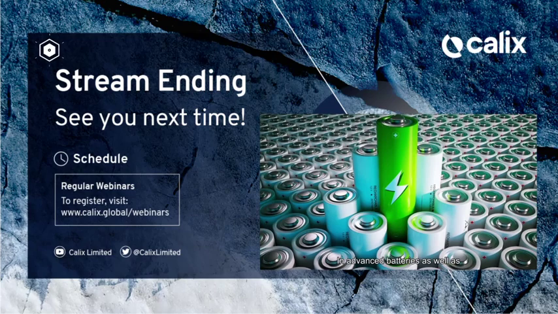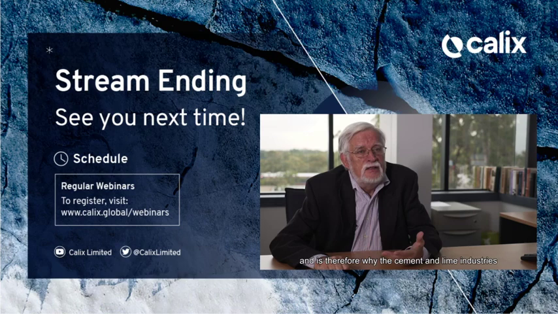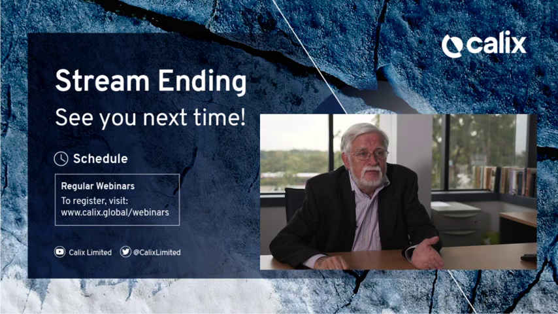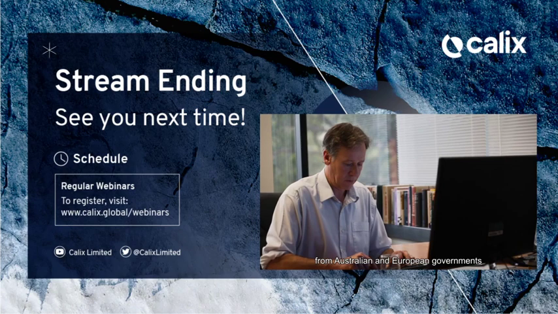Additionally, if the materials have trapped CO2, the technology can separate that CO2 directly for no additional energy penalty. For example, limestone by weight is approximately 50% CO2, which is released as a gas when making lime, and is therefore why the cement and lime industries are very CO2 intensive. Application of the technology in CO2 mitigation is thus of interest to those industries. And we're piloting these programs with over $25 million in funding from Australian and European governments. And we are working with some of the world's largest companies in these areas.